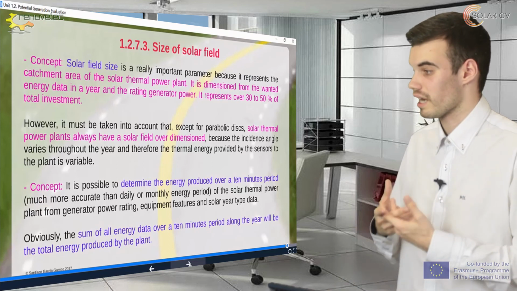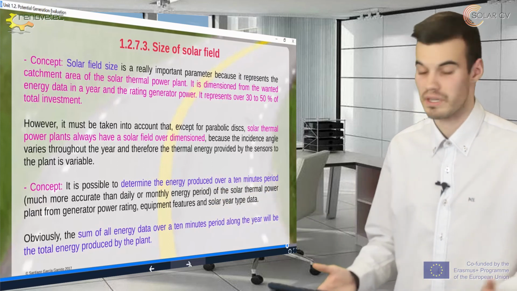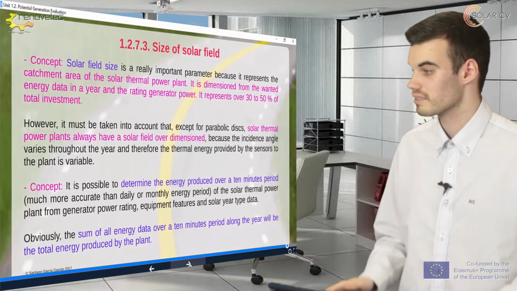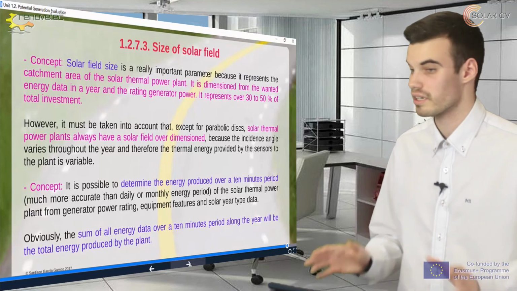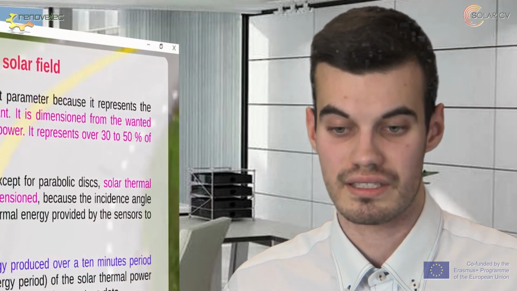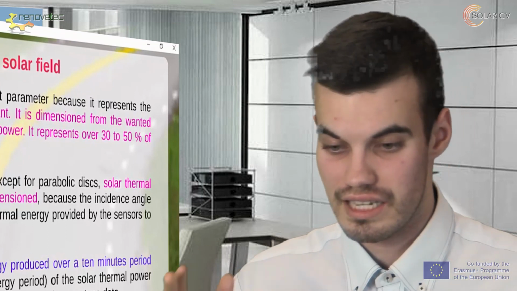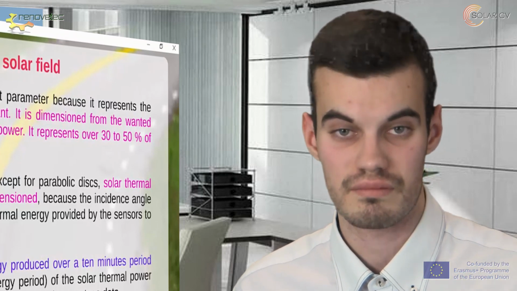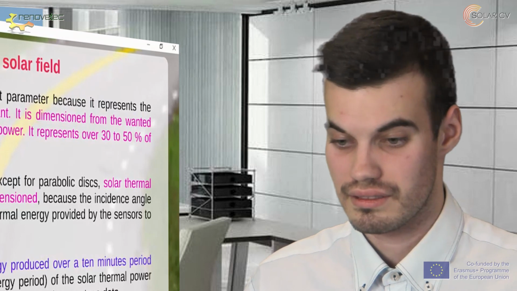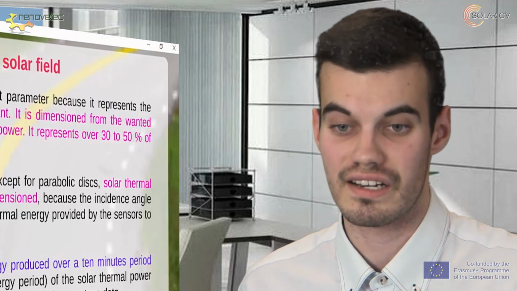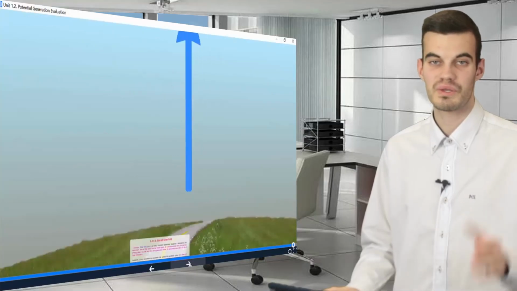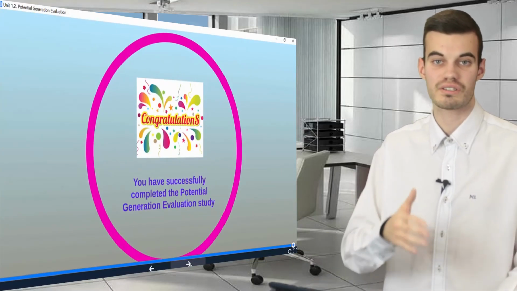So we are able to determine the energy produced over a 10 minute period thanks to the solar thermal power plant generator, power rating, equipment features, and solar year type data, because we must understand that the electrical energy produced thanks to the generator is the gross power, and we must subtract the electrical energy consumed by the auxiliary systems, and we would obtain the net energy. So you have successfully finished the potential generation evaluation study.